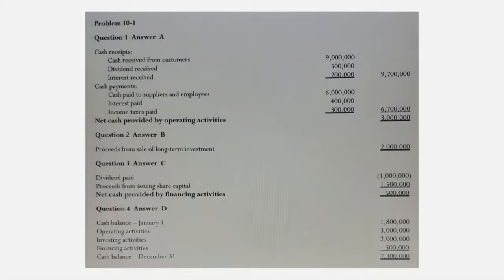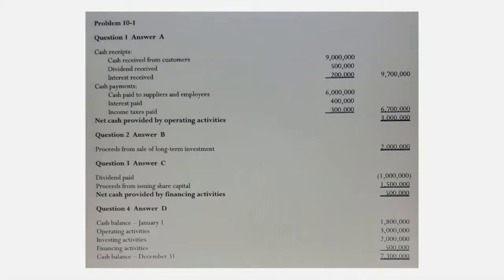Then, as a rule, dividend received is part of the operating activities. If you can recall the discussion earlier, it's operating. And the interest received, both interest paid and interest received in general is operating. So that would be your cash receipts. For the cash payments, related to the payment to suppliers and employees, interest paid, and the income taxes.